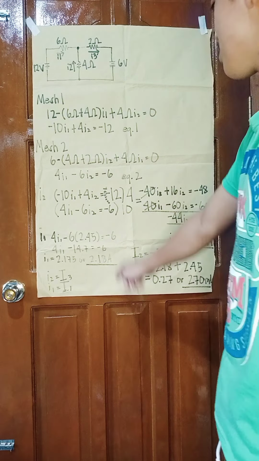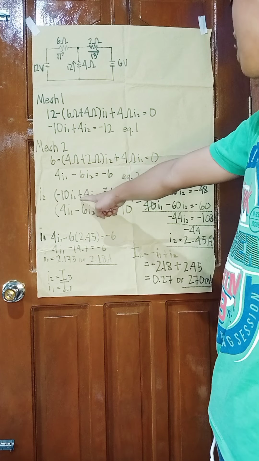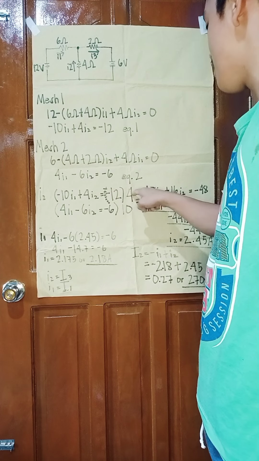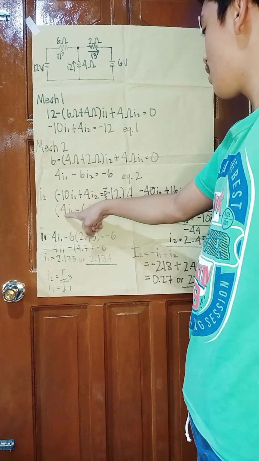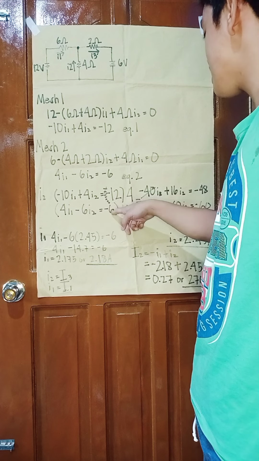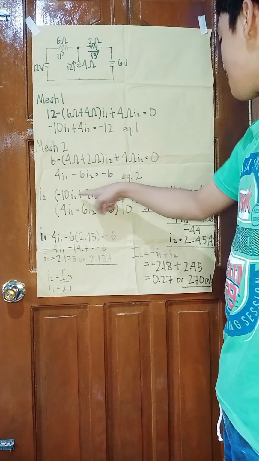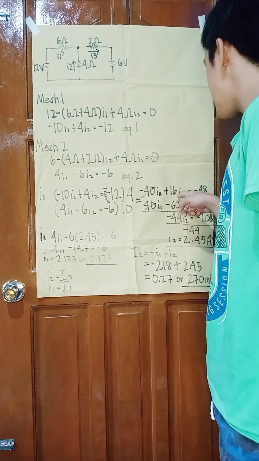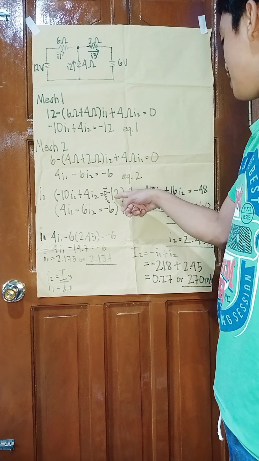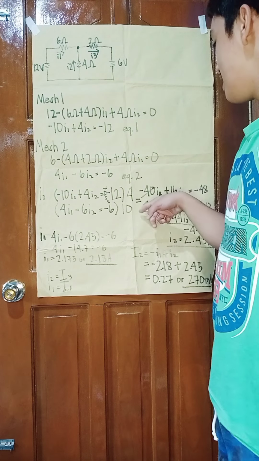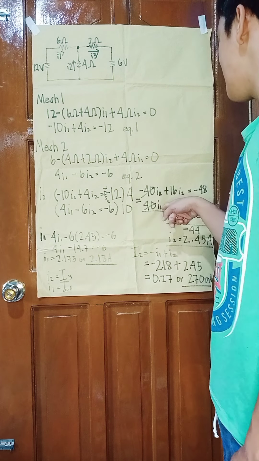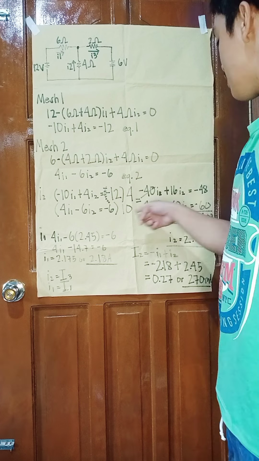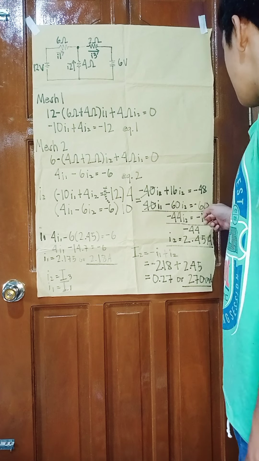Now we can solve the I2. So in the equation 1, negative 10 I1 plus 4 I2 is equal to negative 12, times 4. Then the equation 2 is 4 I1 minus 6 I2 is equal to negative 6, times 10. So 4 times negative 10 is equal to negative 40 I1. Then 4 times 4 is equal to 16 I2. Then negative 12 times 4 is equal to negative 48. Next is 10 times 4, which is equal to 40 I1. Then 10 times negative 6 is equal to negative 60 I2, equal to 10 times negative 6, which is negative 60.